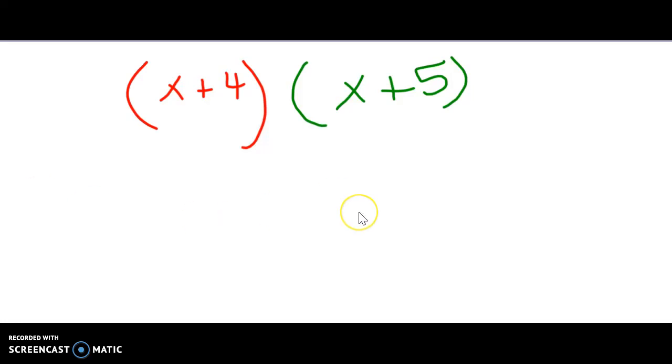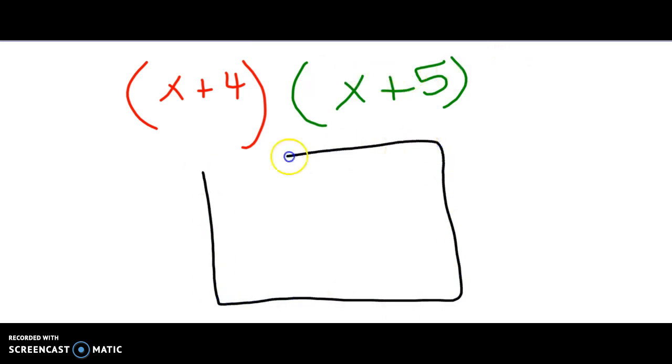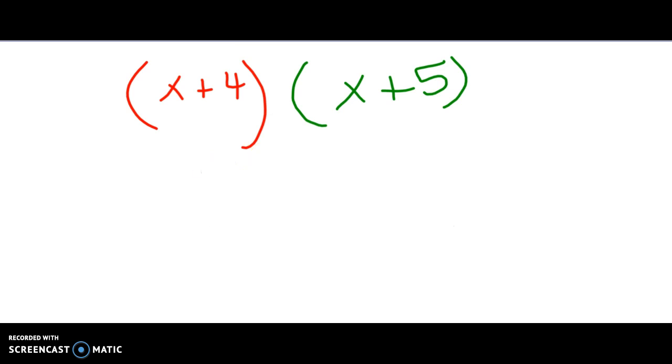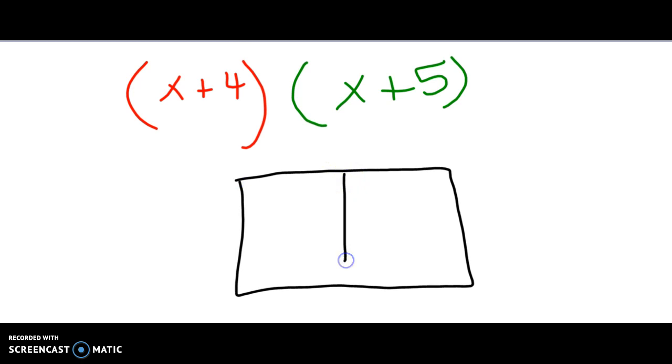Okay, today we're going to be working on multiplying polynomials. So when you see these two binomials in parentheses, that means we're multiplying. I have a set of two terms here and a set of two terms here. The easiest way to do this is called the box method, and it's very similar to how you did Punnett squares in biology.